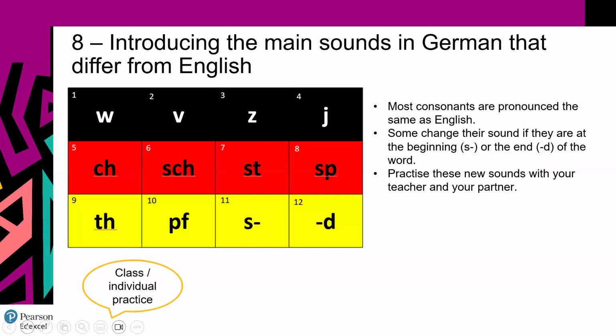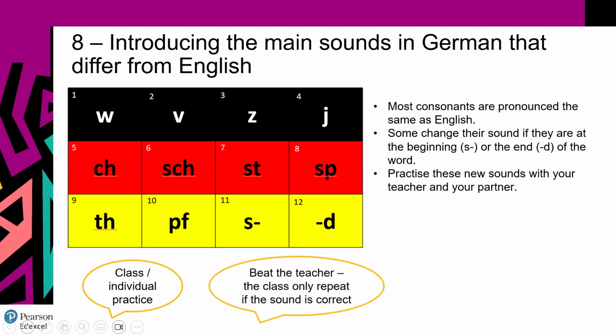Okay, so that's something, introducing new sounds. So they could do it as a class or as individual practice. We could ask them to beat the teacher, so the class only repeats if the sound is correct. So for example, for 9, if I show 9 and I do the, obviously not going to say it because that's the English the, but in German it is t, and so on. So something here to bear in mind.